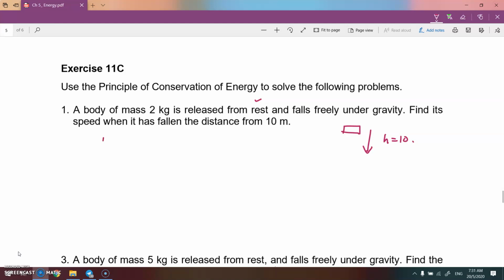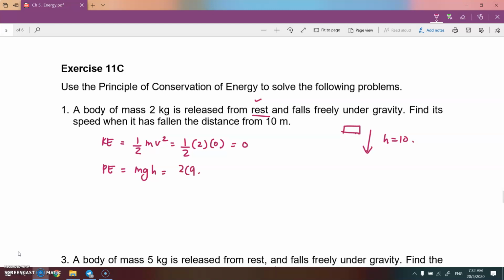So at this point, the kinetic energy is half mv squared. So you have half 2, and because it is released from rest, v is equal to 0. So the kinetic energy is equal to 0. Does it have a potential energy? You look at the position. Is it at the up or down? It is at the up, so potential energy exists, or else it will become straight away 0.